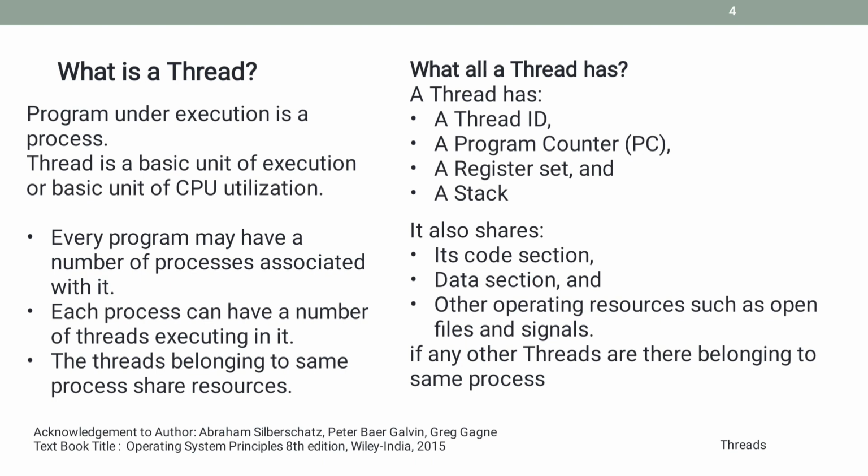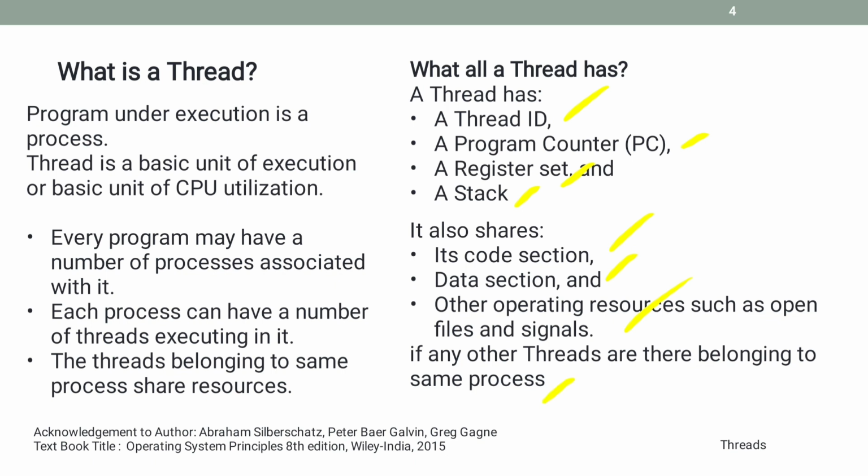Every program may have a number of processes associated with it. Each process can have a number of threads executing in it. The threads belonging to the same process share resources. A thread has a thread ID, program counter, register set, and a stack. It also shares the code section, data section, and other operating system resources such as open files and signals with other threads belonging to the same process.